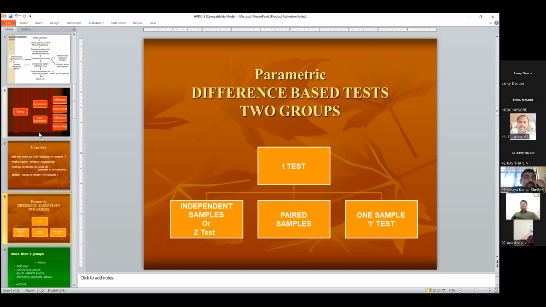Once we talk about parametric difference-based tests, understand, usually we refer to it as a t-test. But in the t-test, you may think there are two types, no, there are three types of t-test. They are referred to as the independent samples t-test, the paired samples t-test, and the one sample t-test.